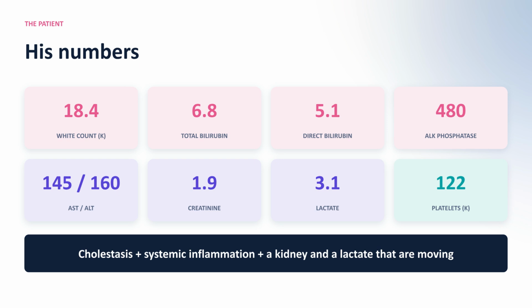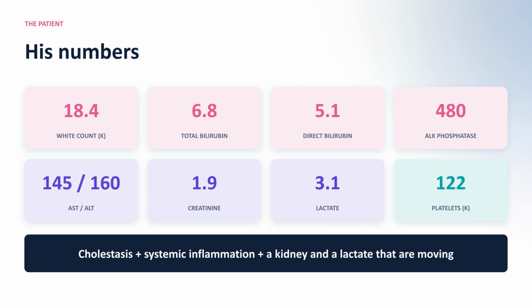Here are his numbers. White count 18.4 thousand with a left shift. Total bilirubin 6.8, with a direct fraction of 5.1. Alkaline phosphatase 480. Transaminases in the 150s. Lipase normal, so this is not gallstone pancreatitis.